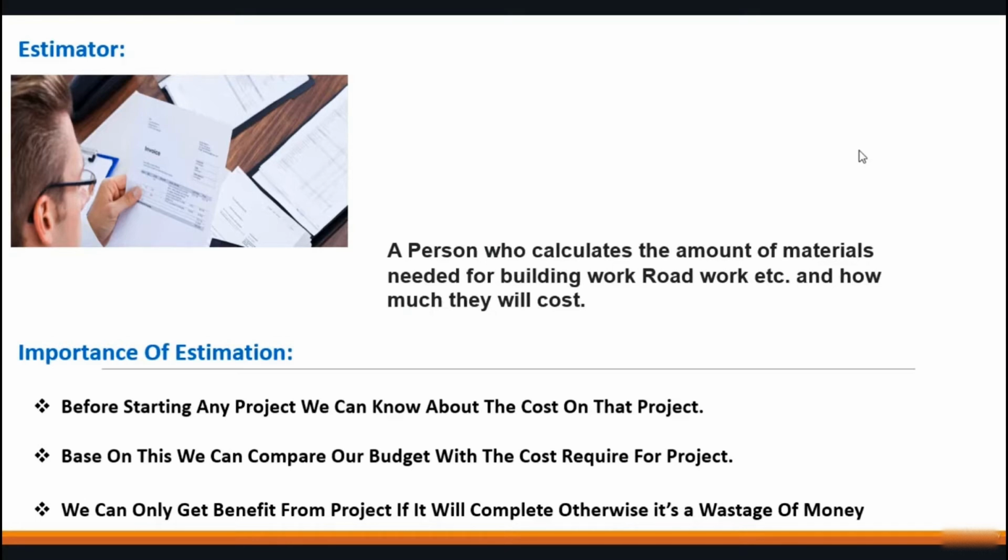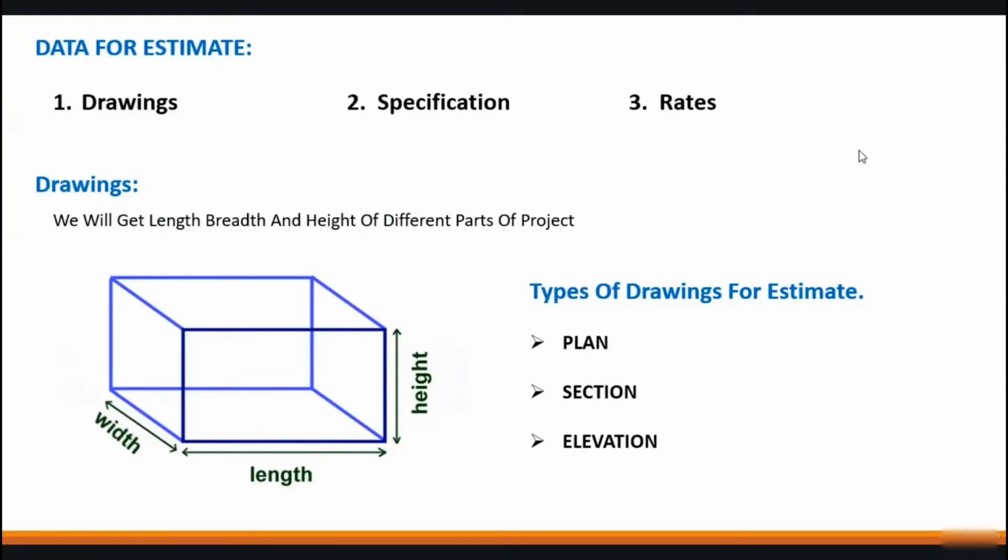Next is the data that we require for estimation. We need drawing, second specification, third rates. For estimation we need drawing, specification and rates. So let's see what is drawing. From drawing we can get the length, breadth and height of different parts of a project.